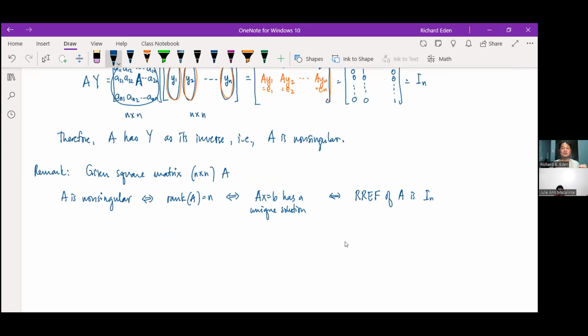Kasi in the row reduced echelon form, that's where you're gonna see the leading ones. But the leading ones, the number of leading ones is the rank of A. And there are n leading ones. So ibig sabihin, parang imposible na magkakaroon ka ng row of zeros. Okay, so ibig sabihin you have an n by n matrix, tapos there are n leading ones. So nung leading ones, sila nung dapat mag-fill up ng diagonal. So ibig sabihin, you get the identity matrix.